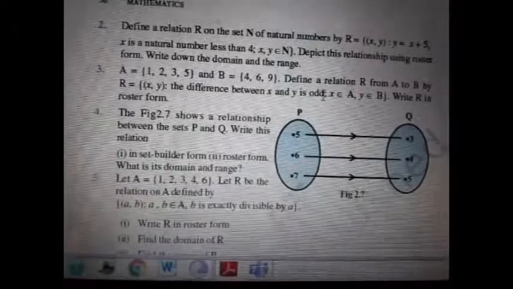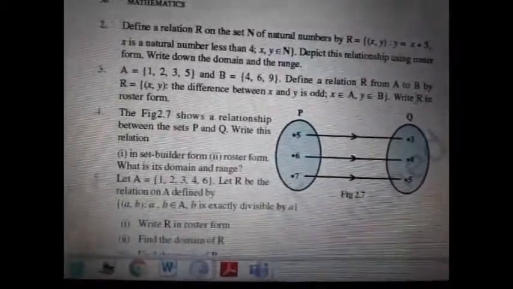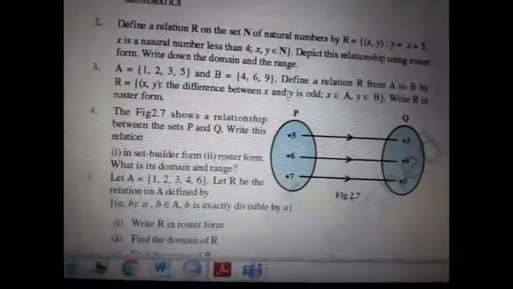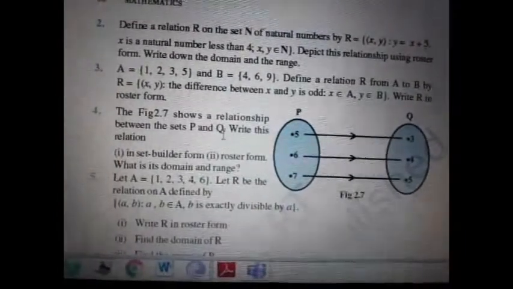After that, that's it, right? They asked you to write in roster form. They didn't ask you about the domain or range. So hope you can do this problem. Now we are moving on to the next question.